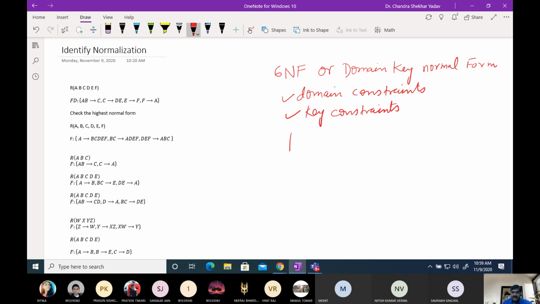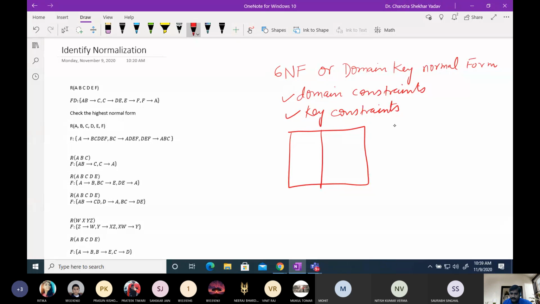So generally in sixth normal form there is a column which is the key column and another column in which we apply domain constraints. So here one column represents the key and another column represents the domain constraints. So here one column represents the key and at most one column represents the domain constraints. So here there are only two columns.